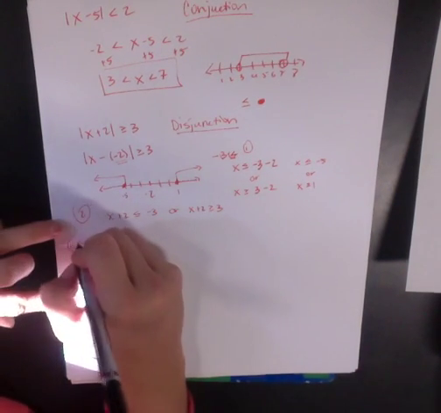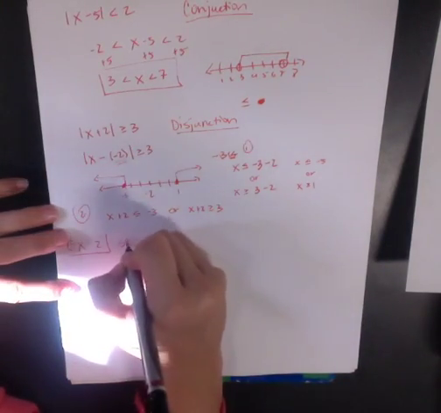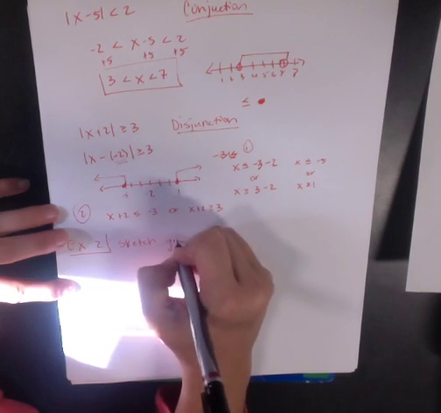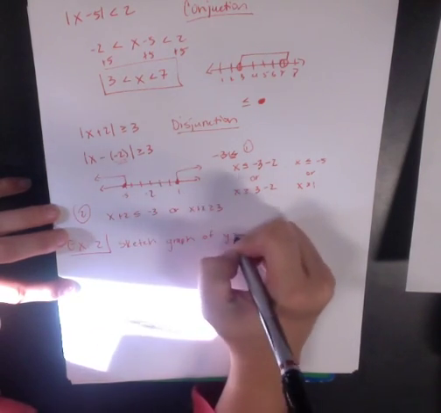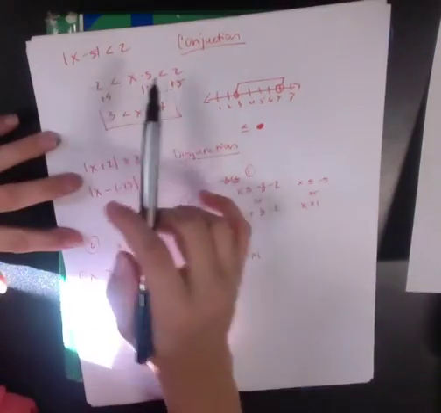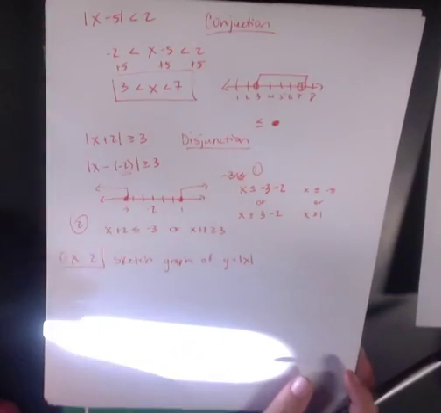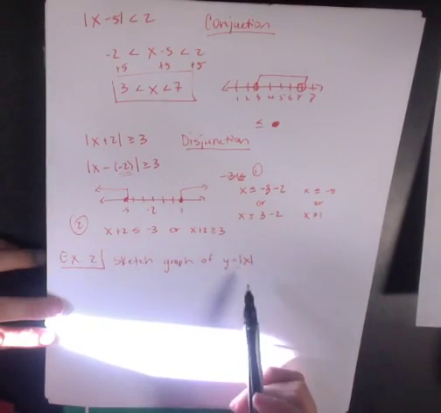Now, let's do a different type of example. Okay, these are all number lines, but let's sketch the graph of y equals the absolute value of x. So this is no longer on a number line because we don't have an inequality. Okay, here we are working on an actual number line.